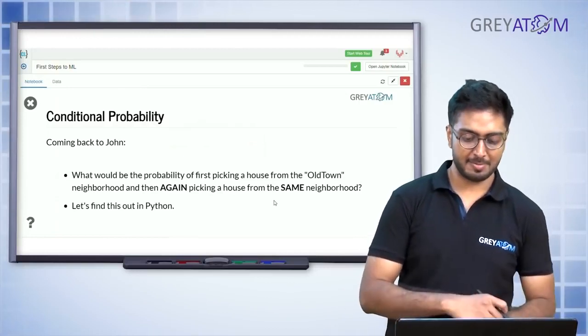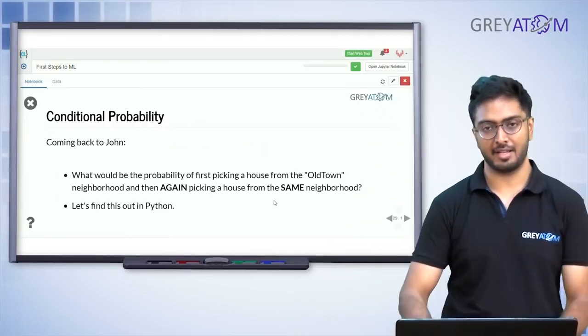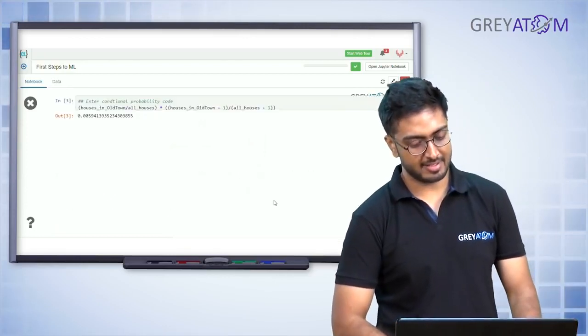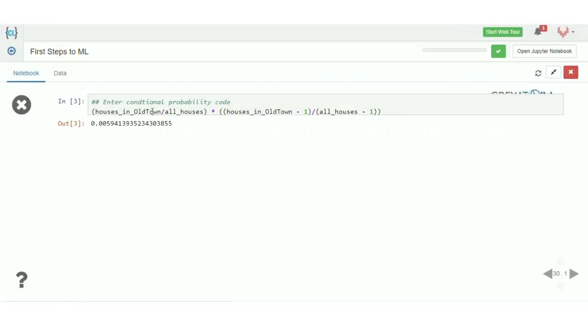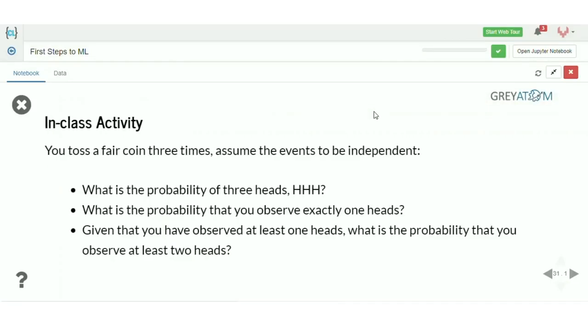Now what would be the probability of first picking a house from the Old Town neighborhood and then again picking a house from the same neighborhood? Let's find this out in Python. It is houses in Old Town divided by all houses, into houses in Old Town minus 1 divided by all houses minus 1, because you have already picked out one house from Old Town. That probability comes out to be almost 0.5%. So 0.5% is the probability that your first house is from Old Town and the second house is also from Old Town. That's the understanding you need to develop here.